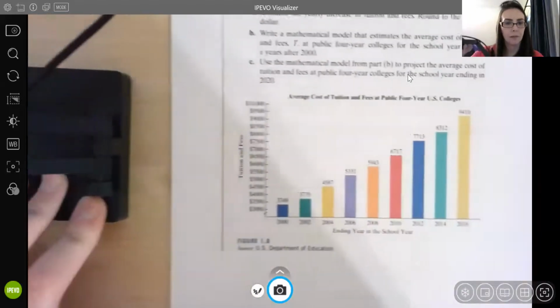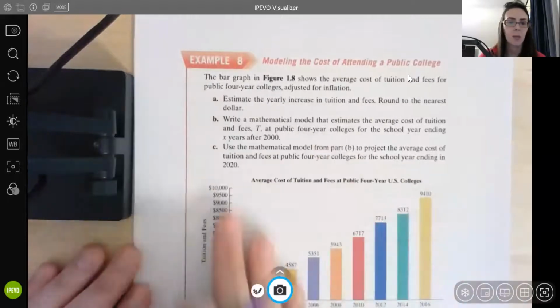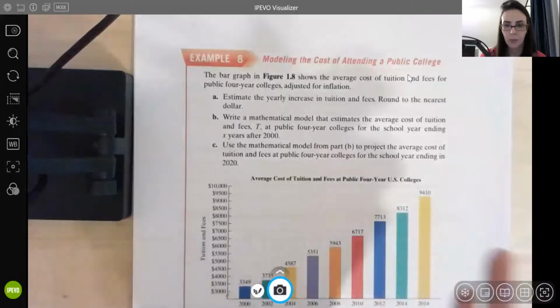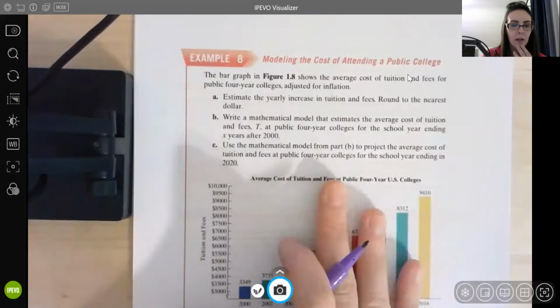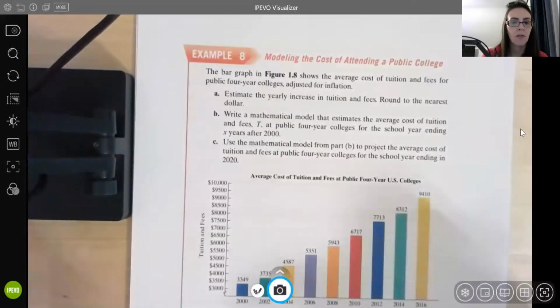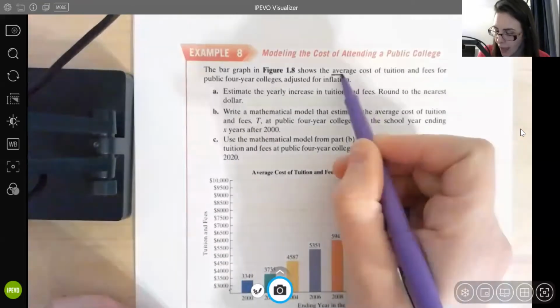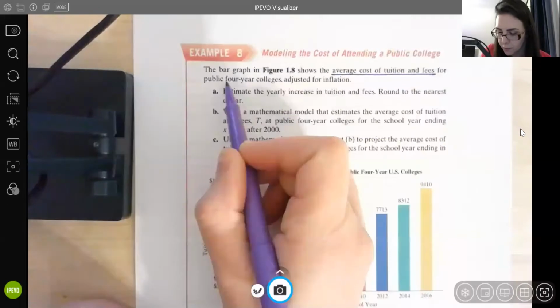Let's see if I can zoom out a little bit here. All right, so here's example 8, and again, there's so many graphs, I just copied them right from your text so I could talk about them easier on the screen rather than trying to bring the text out with my document camera. So we have a bar graph here in the figure, and it shows the average cost of tuition and fees for public four-year colleges adjusted for inflation. So we're looking at the average cost of tuition and fees. And again, this is at four-year colleges.